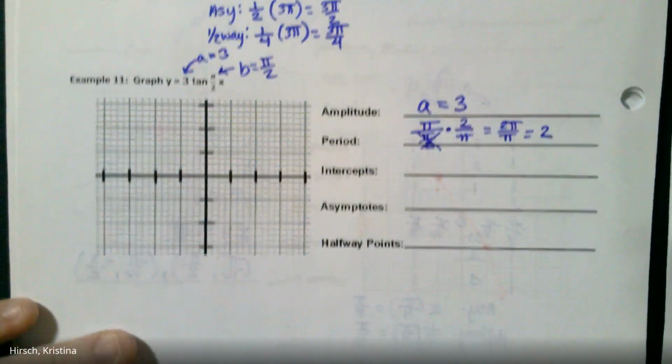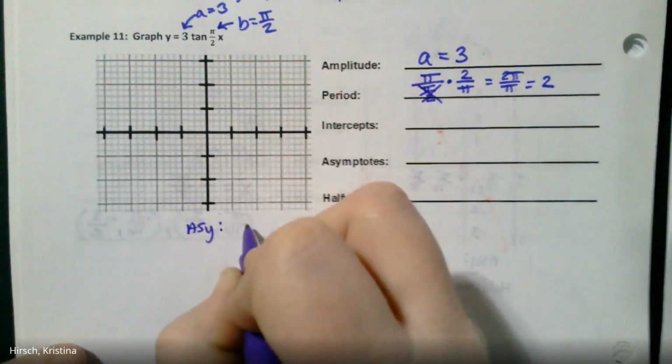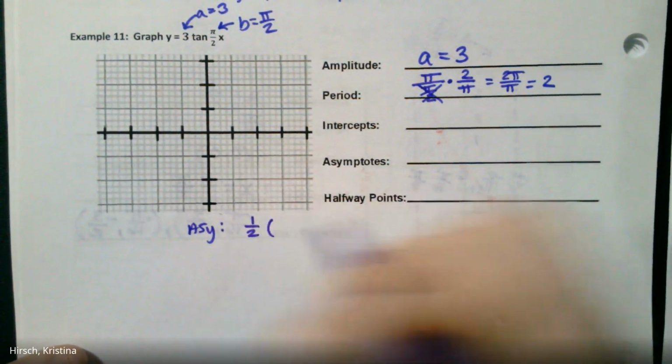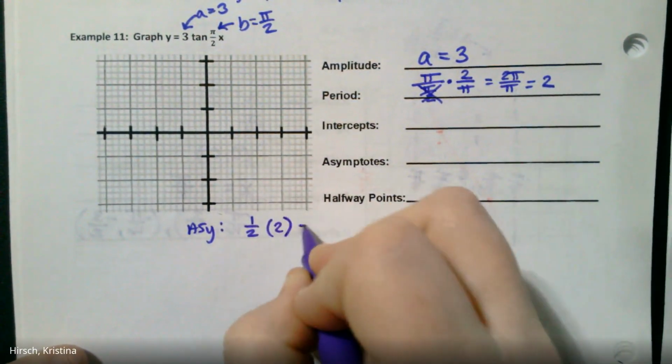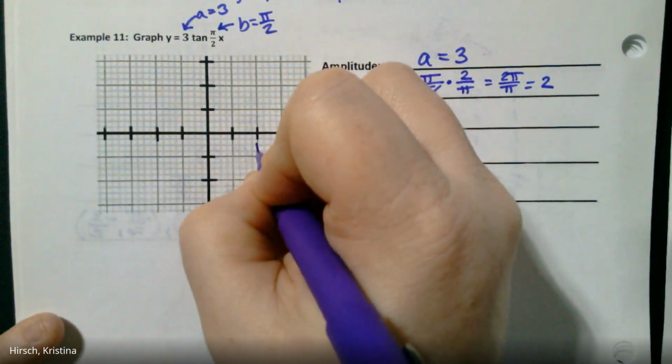All right, now again, our formula that will help us out for the asymptotes is 1/2 of the period. Well, the period is 2. So what's half of 2? 1. So the asymptotes will be positive and negative 1.